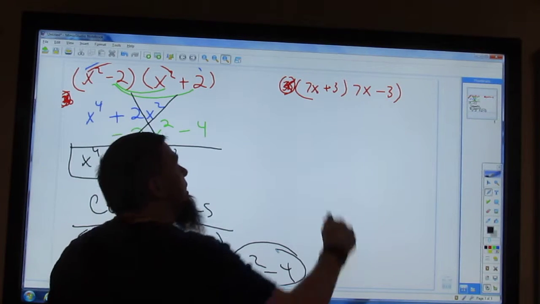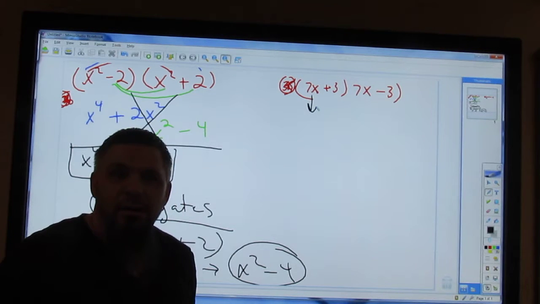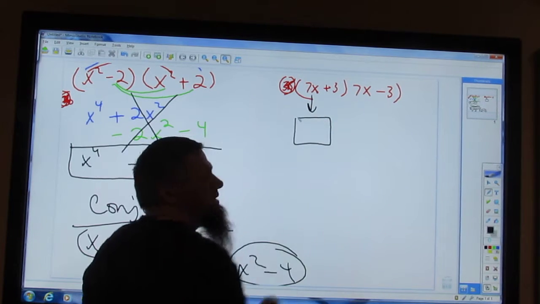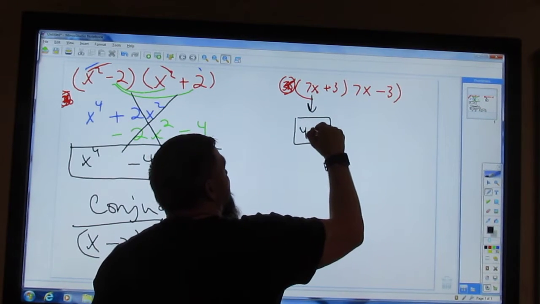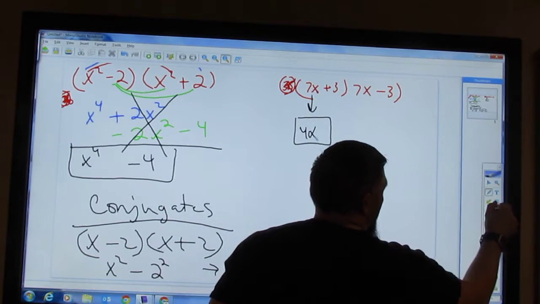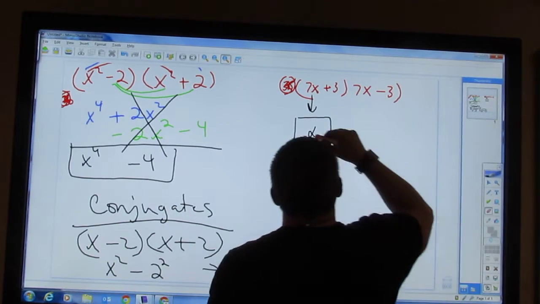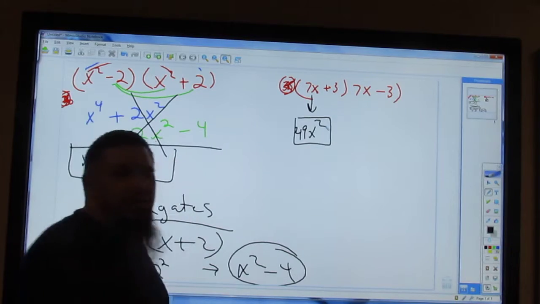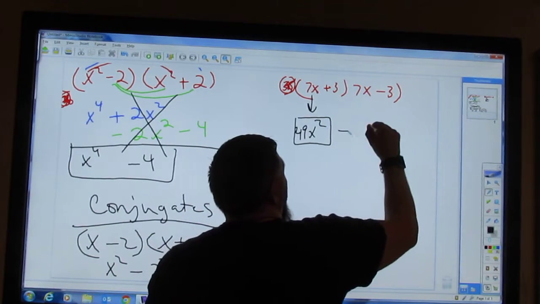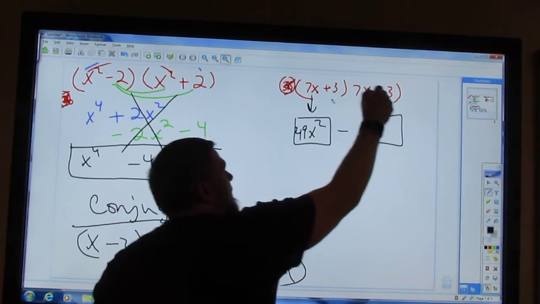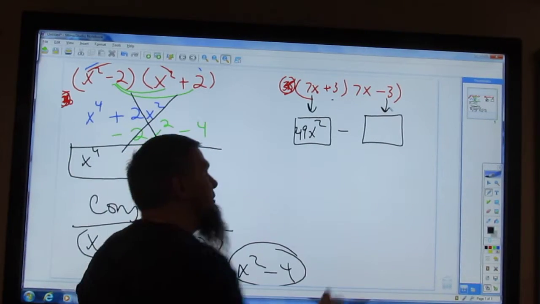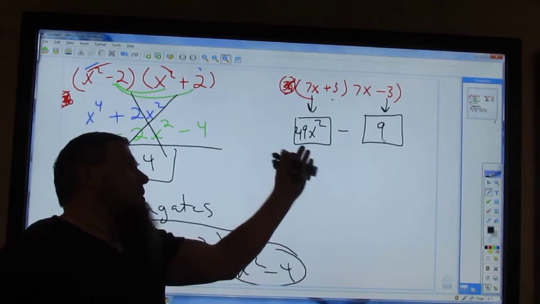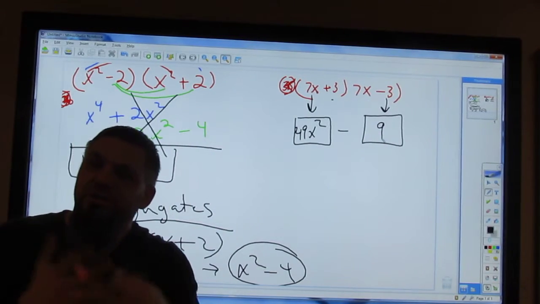So you say, okay, what's this squared? 49. So this is a square. Think of it as a square. This is 49x squared, right? And it's a difference of 2 squares. So what's this squared? 9. It's that simple. This squared minus this squared. Whenever you see two conjugates, it's that simple.